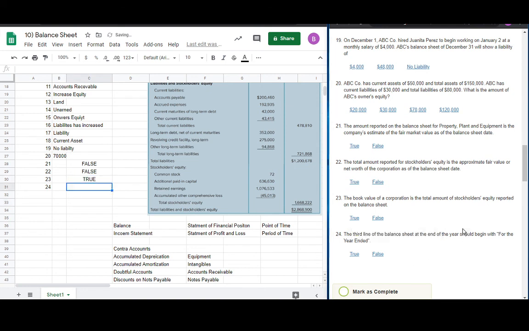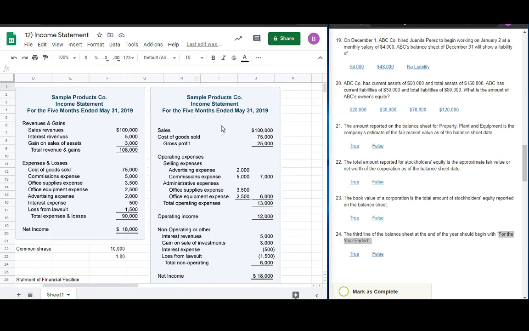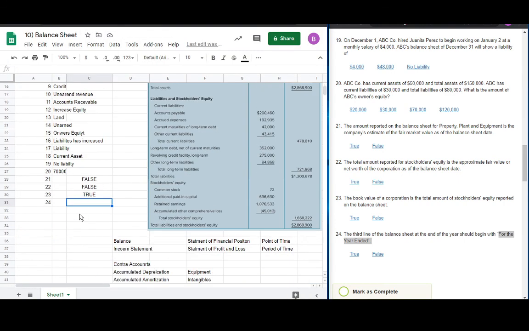And last number, the third line of the balance sheet at the date of the year should begin with the year ended. Correct for the year? No. It should be as of December 31, so no. For the year ended, for the months ended, for the days ended, it only applies to an income statement. So false.